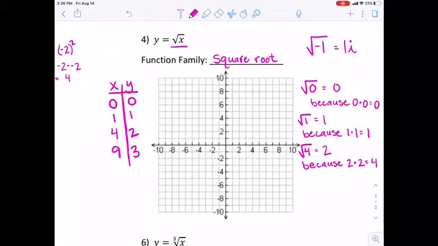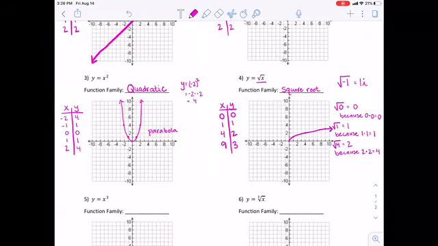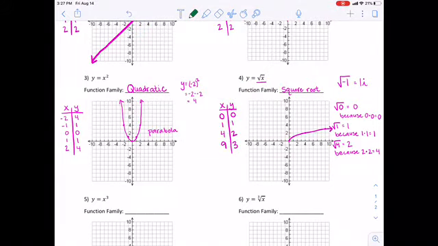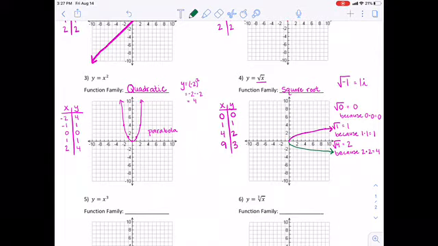So if I graph these points, I have the points 0, 0, 1, 1, 4, 2, and 9, 3. And if I connect these points, I get a graph that looks like this. Now, if you look at the quadratic and the square root functions, you might notice a similarity in their shapes. They actually look very similar, particularly if I finish out the square root on the other side. Can you see how the square root function is the parabola kind of turned on its side?